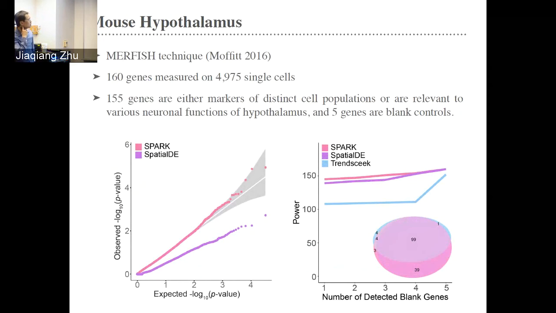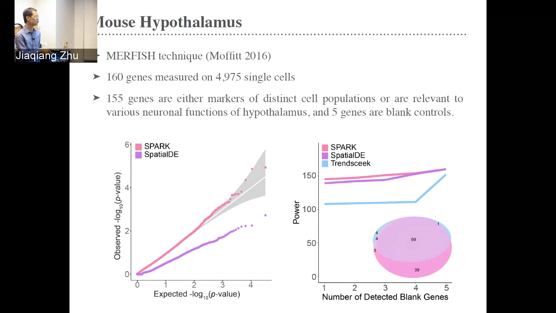So the third data set we examined is from the mouse hypothalamus data, and this is based on the MERFISH technique. In this data set, there are 160 genes measured on about 5,000 single cells. And 115 genes are either markers or distinct. 150 genes are markers, so functionally related to the hypothalamus, and 5 genes are blank controls.